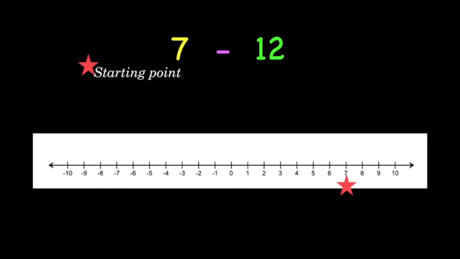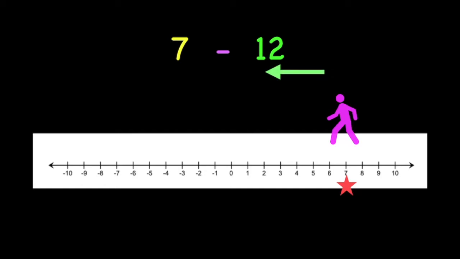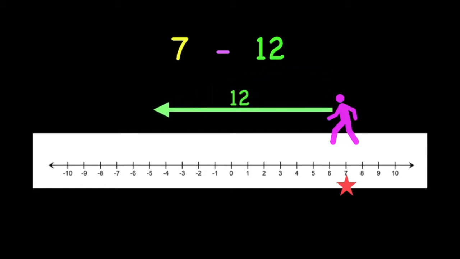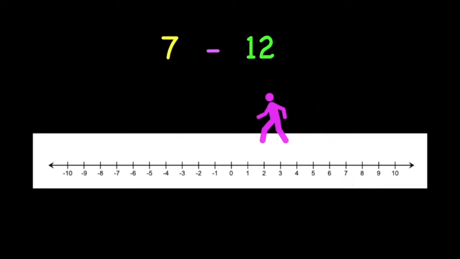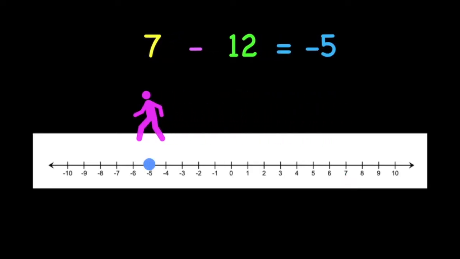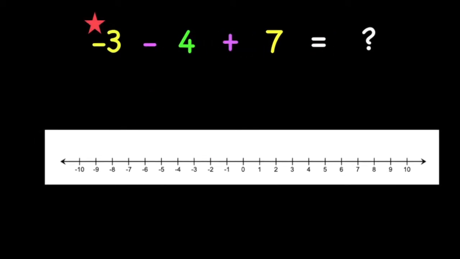Here, our starting point is 7. The minus sign tells us to face to the left, and the following integer is going to tell us how far we move in the direction that we are facing. So here, we're going to move 12 units to the left, and we will end up at -5.